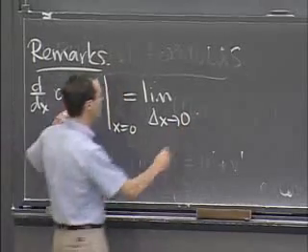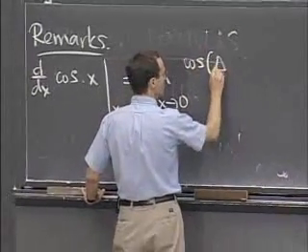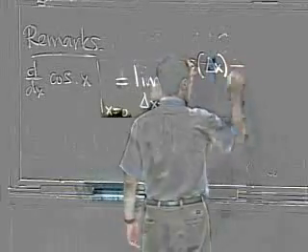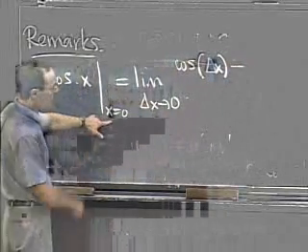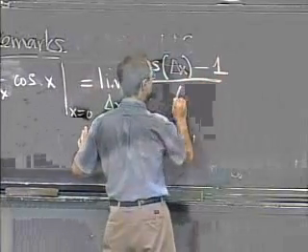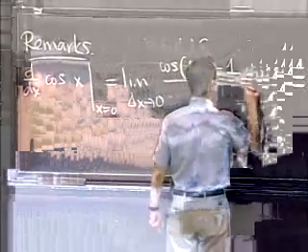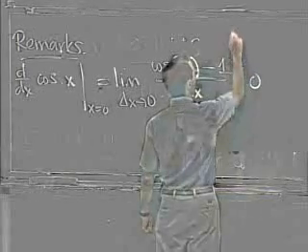Well, I have to evaluate cosine at 0 plus delta x, but that's just cosine delta x. And I have to subtract cosine at 0, that's the base point, but that's just 1. And then I have to divide by delta x. And lo and behold, you can see that this is exactly the limit that we had over there. This is the one that we know is 0 by what we call property A.